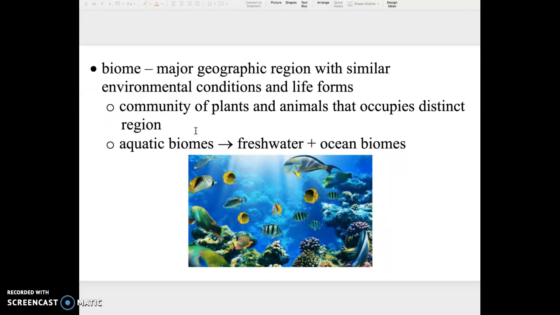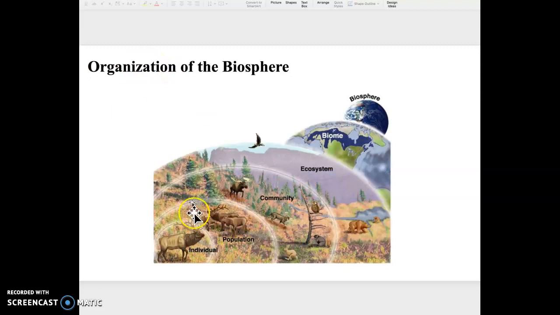Next bit is the biome. So we're kind of going biggest to smallest. I find sometimes the questions you'll see on this are what's more specific and what's more general. Specific, general.